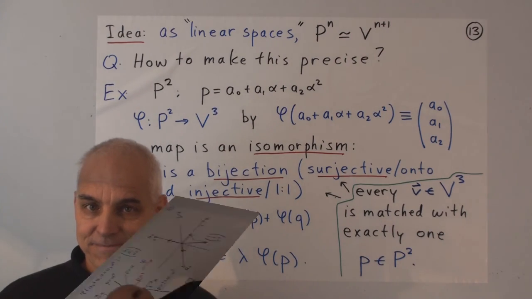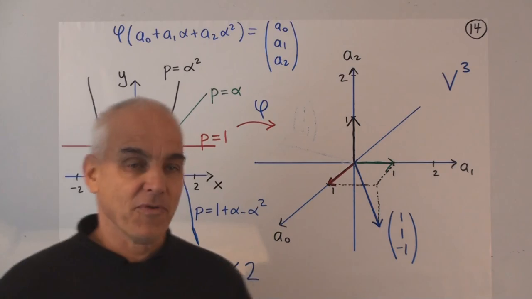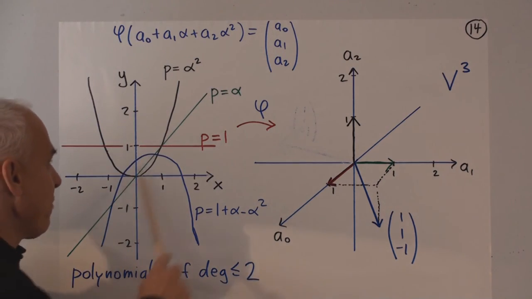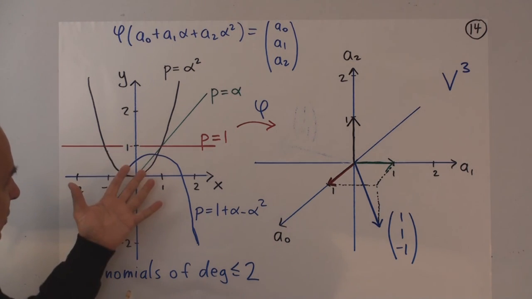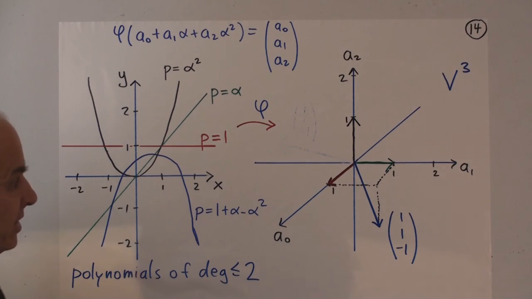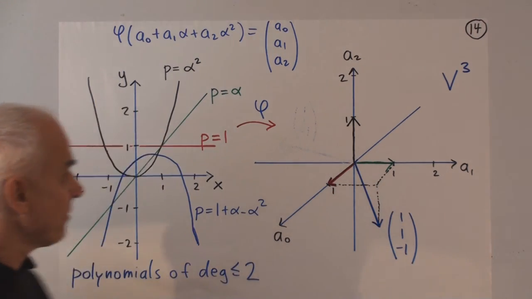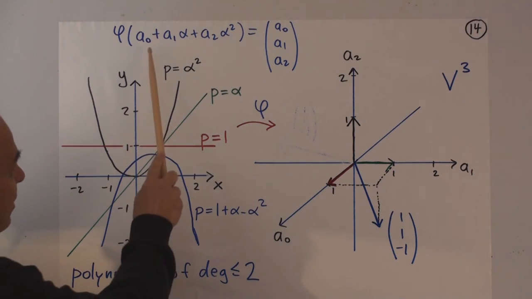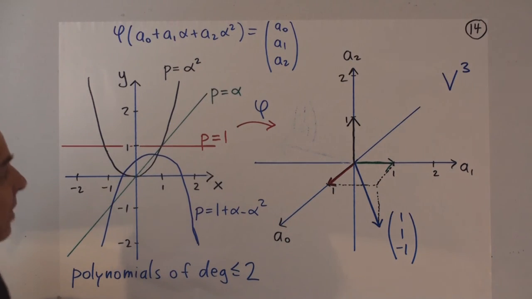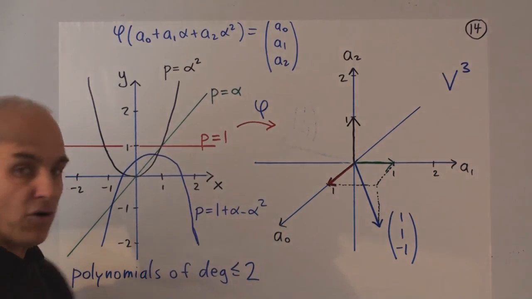setting. So if you've studied calculus, you probably like to think of polynomials in terms of their graphs, in terms of polynomials as functions. So what we're doing here is establishing a connection between certain kinds of functions and our abstract three-dimensional vector space. So over here are polynomials of degree 2 or less. Here's our phi isomorphism that we've talked about, sending this polynomial to the vector of coefficients.